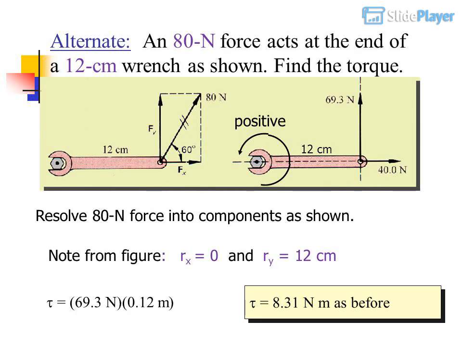Alternate: an 80 Newton force acts at the end of a 12 cm wrench as shown. Find the torque. Positive, 12 centimeters. Resolve the 80 Newton force into components as shown. Note from the figure, rx equals 0 and ry equals 12 centimeters. τ = (69.3 N)(0.12 m) = 8.31 N·m as before.